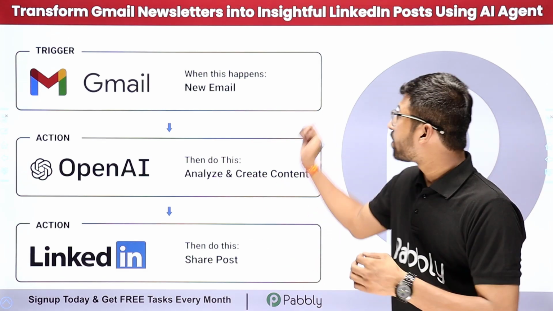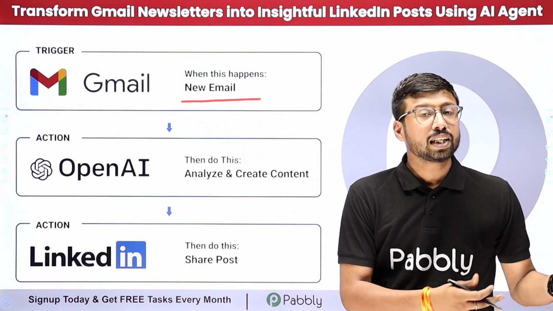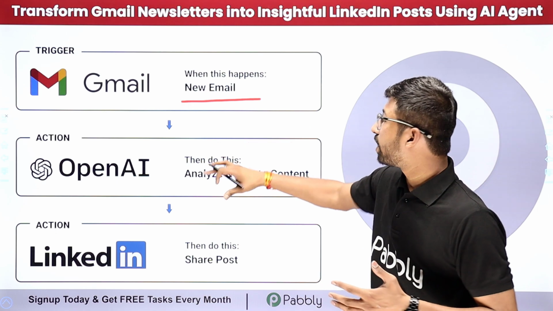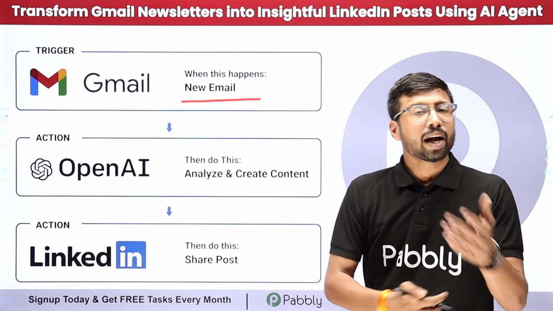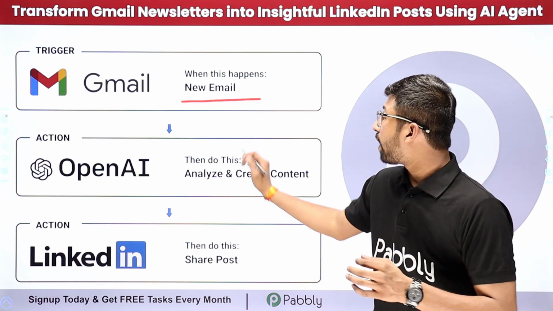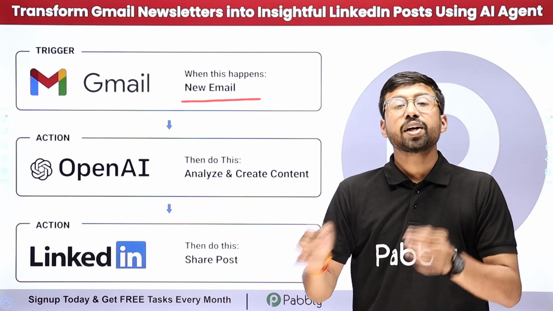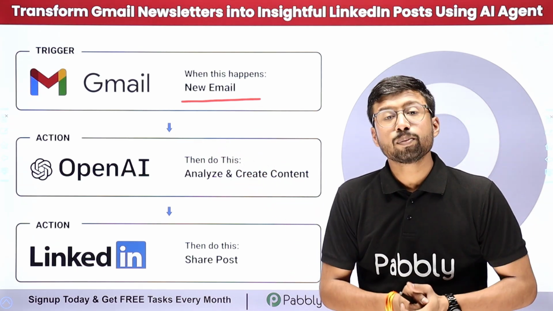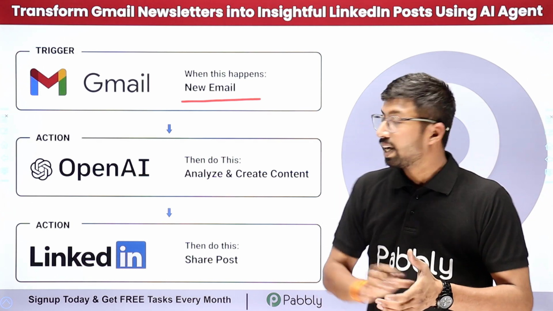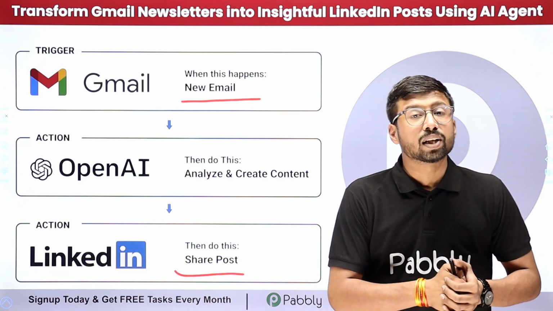So this AI agent will start whenever you receive a new email in your Gmail account. Then this AI agent will send the new email content, like the subject line and the body of the email, to an AI platform like OpenAI. And using OpenAI, first we are going to analyze whether this email is a newsletter or a regular email. If it is a newsletter, the OpenAI is going to generate a LinkedIn post from that newsletter content. And at last, this AI agent will share the same post on our LinkedIn profile as well.